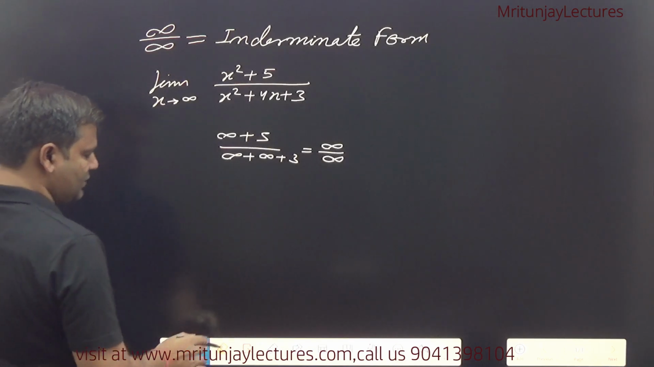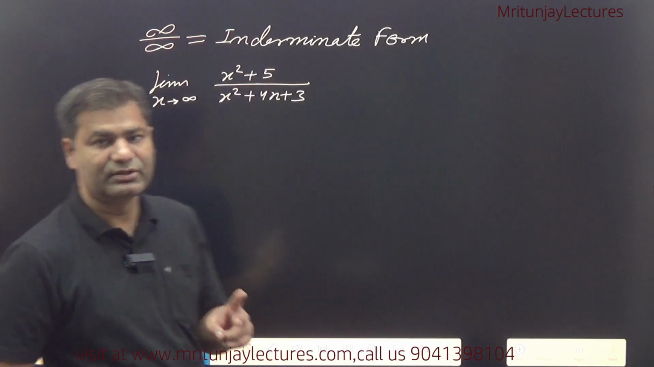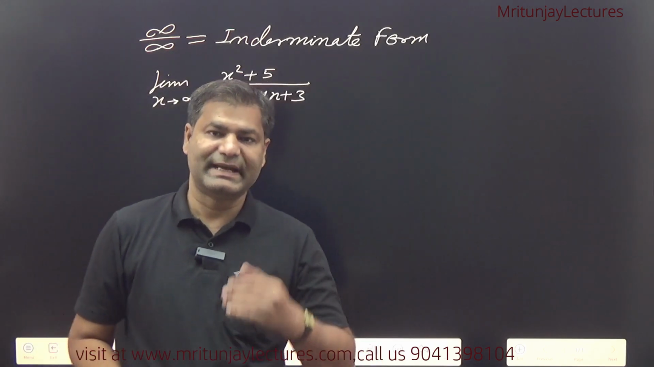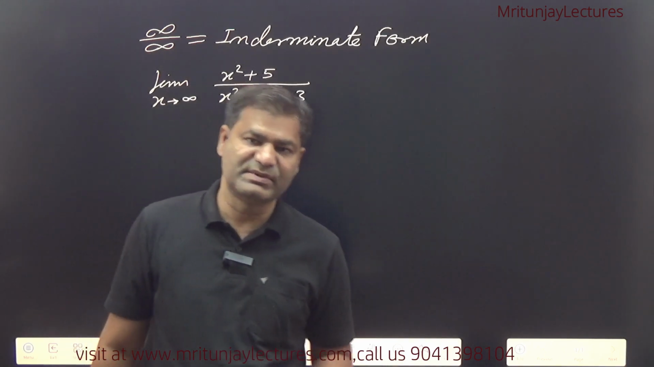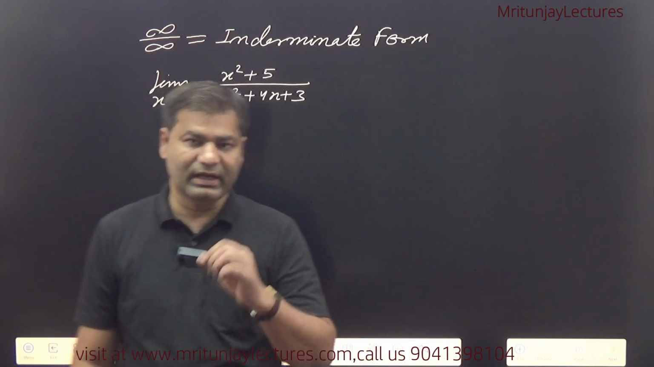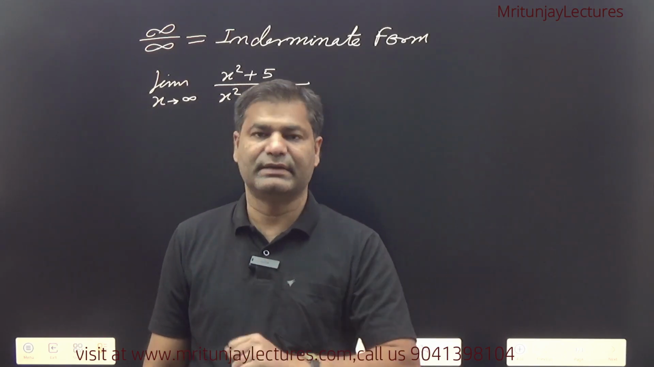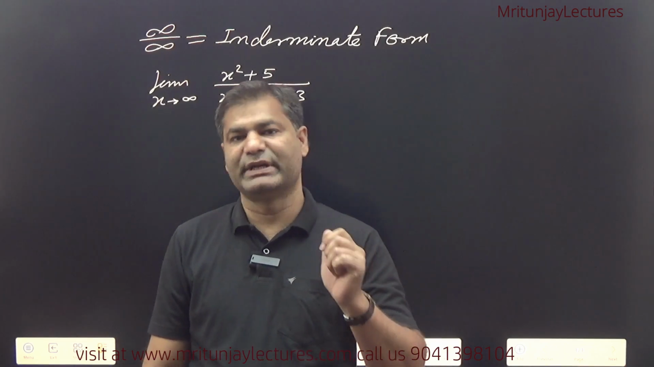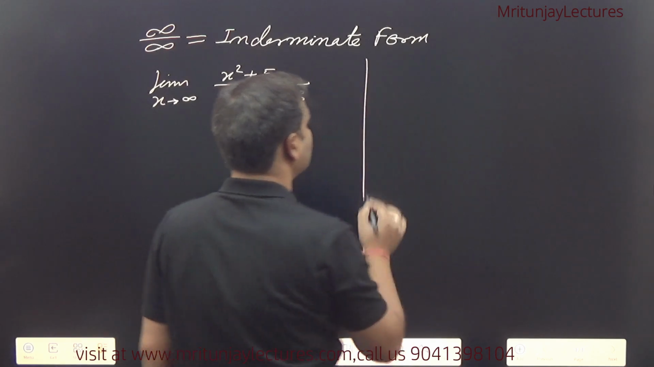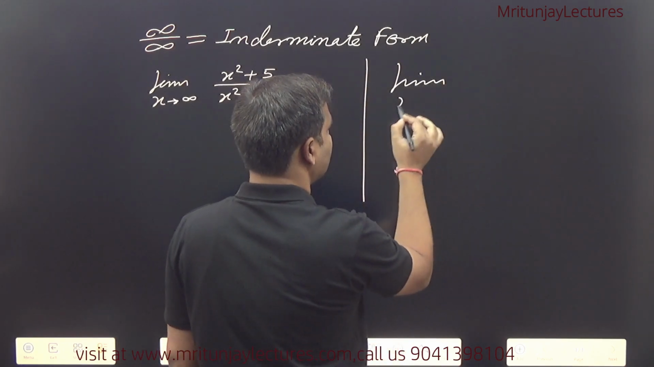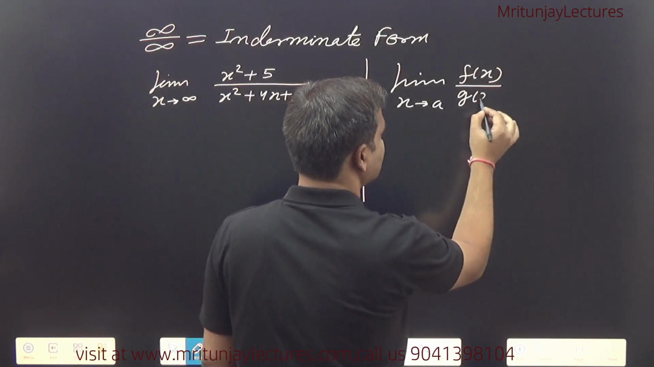So how can we solve? You can solve this question by two methods. The first one is the conventional method and the second one is L'Hospital rule. I have already discussed in the previous class what the L'Hospital rule is. L'Hospital rule says: if limit x tends to a, f of x upon g of x, if we put x equal to a.